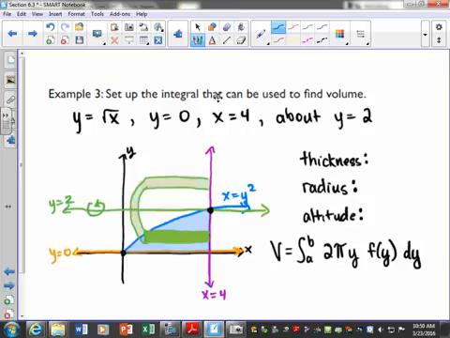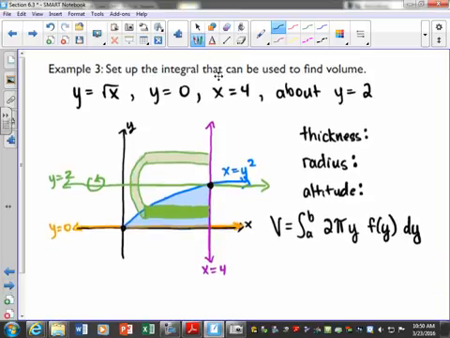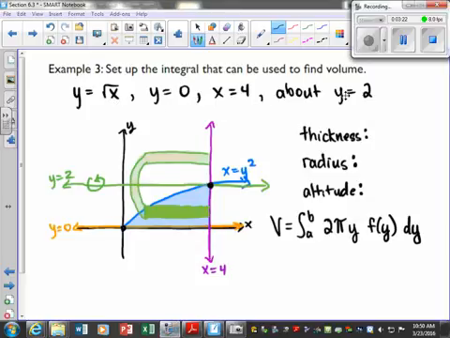All right, let's do the same thing with number 3. Of course, this one we're going to deal with the dy region. But first of all, just recall, you're going to be given y equals the square root of x, y equals 0, x equals 4, and they tell you your axis of revolution. After I sketch all these and get my rough sketch, I need to make note of my axis of revolution.